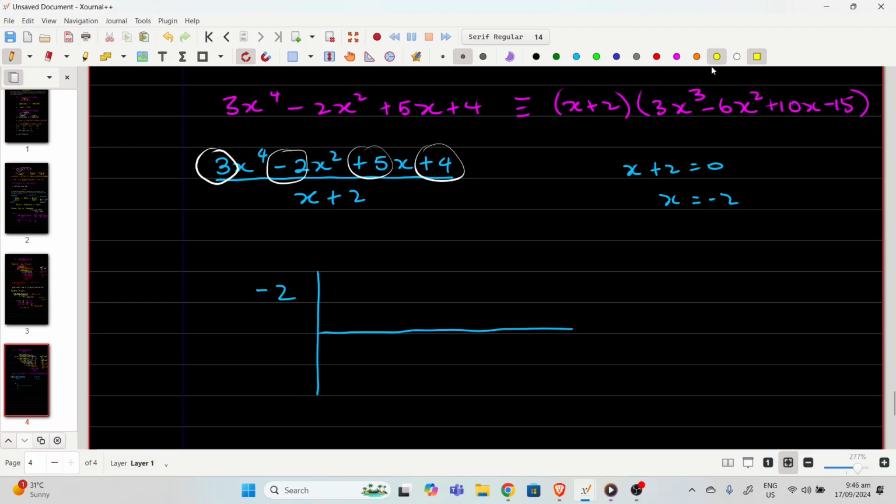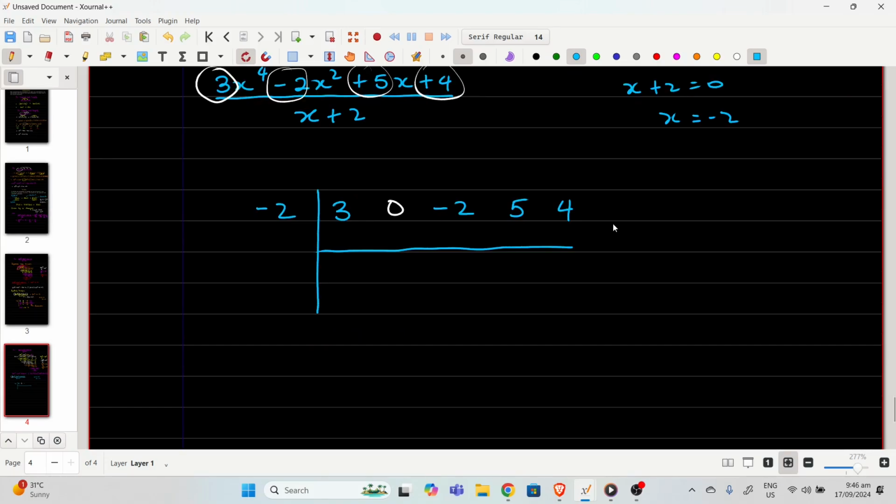So in the solution, we're going to have 3, and then we have to put in this 0 here because that term is non-existent, or it is 0 actually. So negative 2, and then 5, and then 4. And again, we're going to follow the same process. We're going to bring down this 3. We multiply this 3 and this negative 2, which is negative 6. We put that over here. We add these two terms together, and we get negative 6.